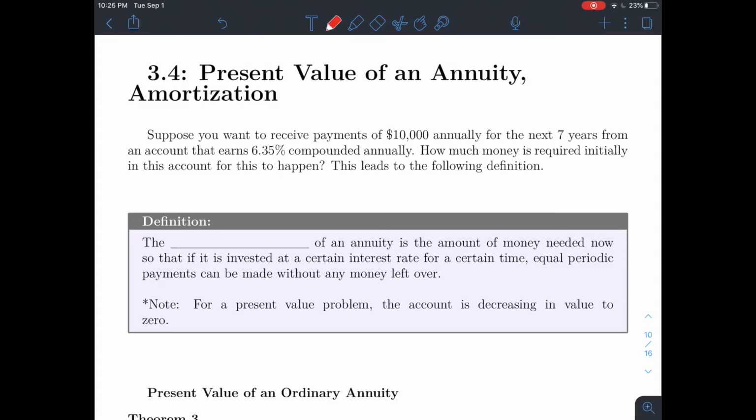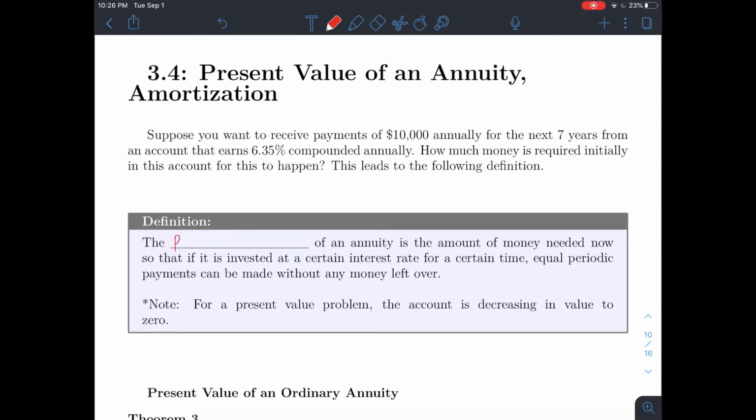3.4 Present value of an annuity and amortization. Let's consider this example. Suppose you want to receive payments of $10,000 annually for the next 7 years from an account that earns 6.35% compounded annually. How much money is required initially in this account for this to happen? So this leads to the following definition.